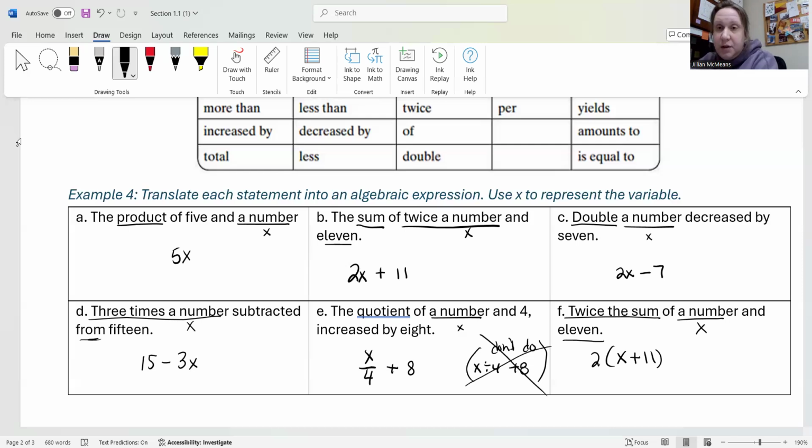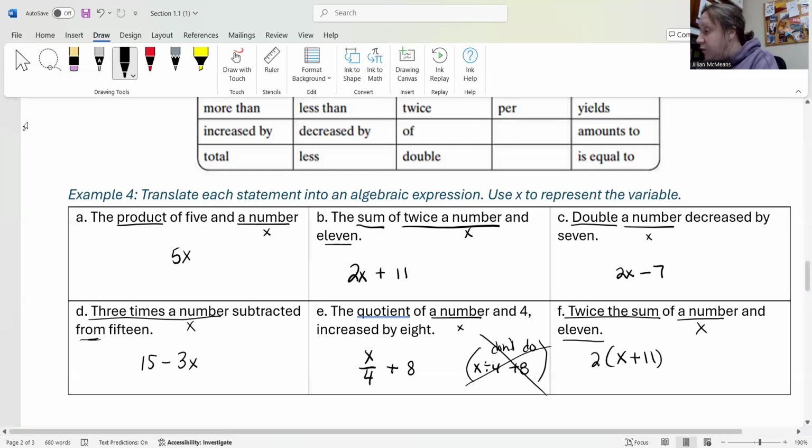So pay very close attention to part C and D. Make sure you understand the order with subtraction, but also pay close attention to parts B and F. They're almost exactly the same. One has parentheses, one does not. So understand the wording there.